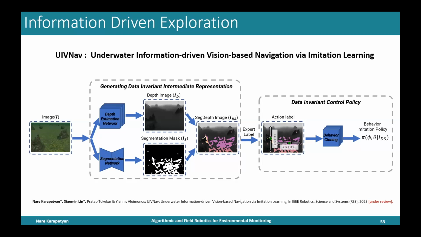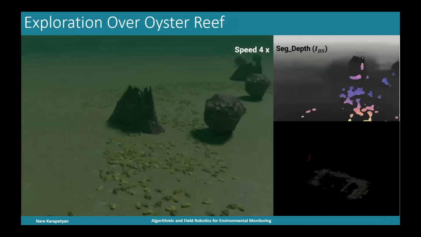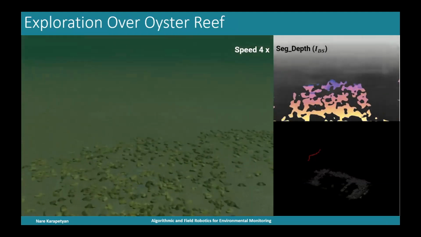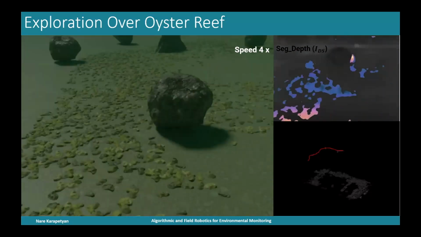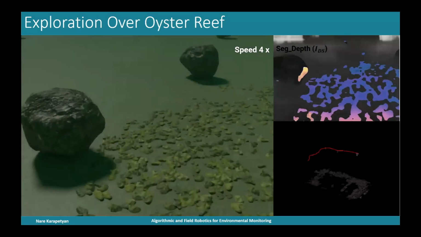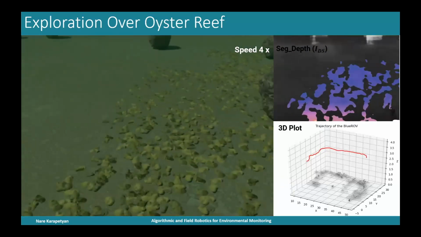And then using that, we can now do the training step for the control policy. So now we remove that part where for every domain we're performing training, and we are only doing that for the intermediate representation. And with that, in the simulation, we have done this experiment where we are traversing over the oyster reef, and it shows that it's actually able to keep the oyster reef under its field of view.